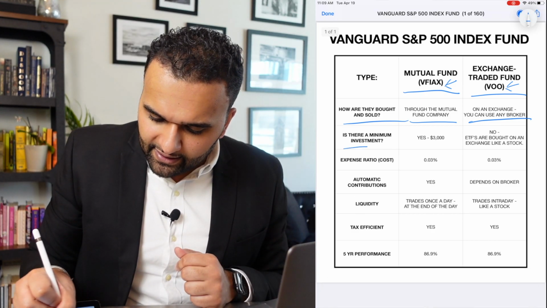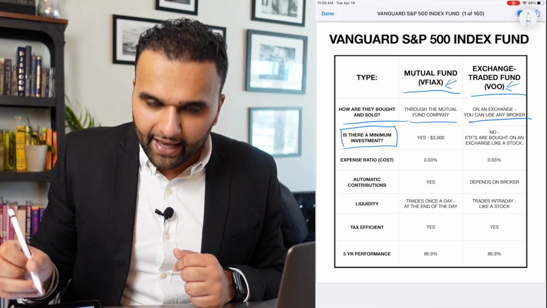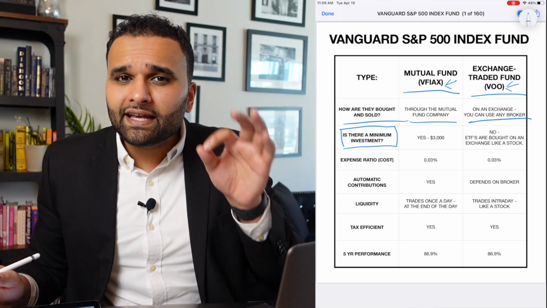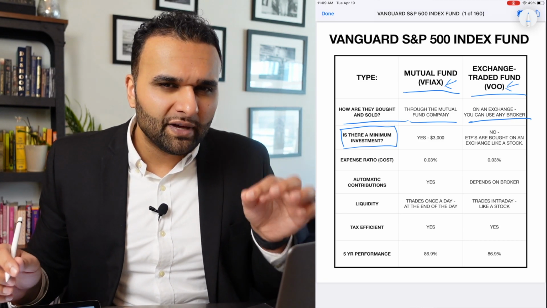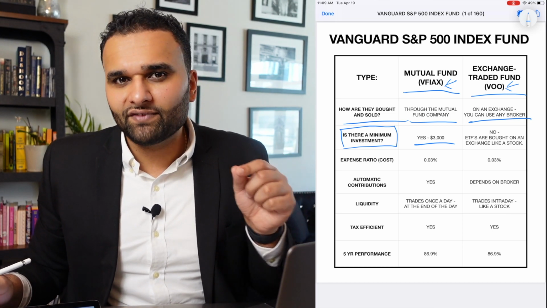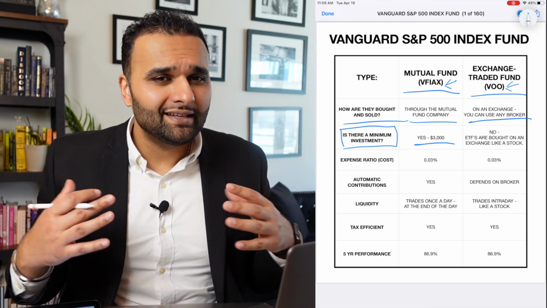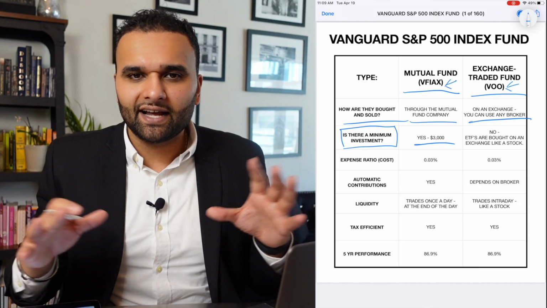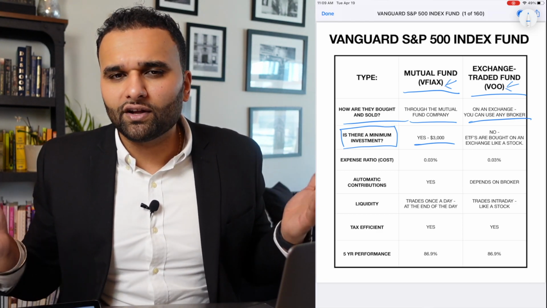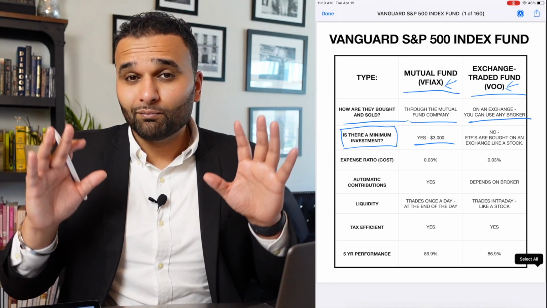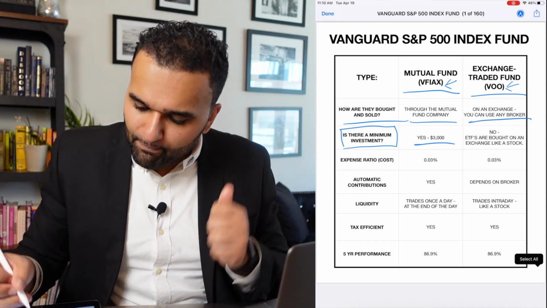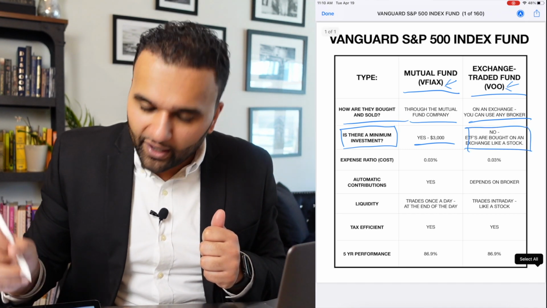Now, the second key difference between VFIAX and VOO is that with VFIAX, you need to have a $3,000 minimum investment just to start your index fund investing journey. And in my opinion, this is one of the biggest downsides of mutual fund investing, especially if you're young or if you're just starting your index fund investing journey. But the good news is that with VOO, you don't have a minimum investment requirement.